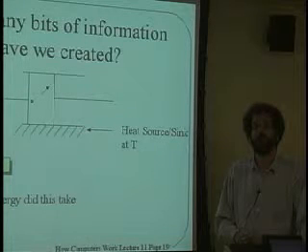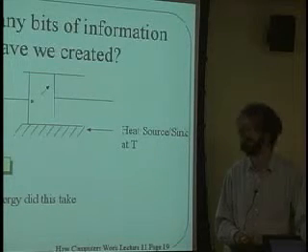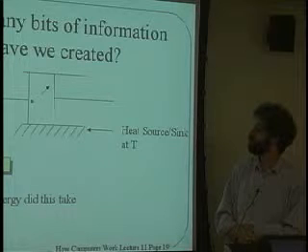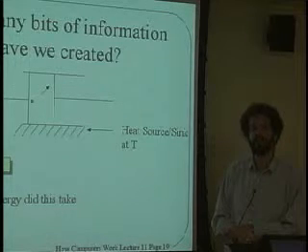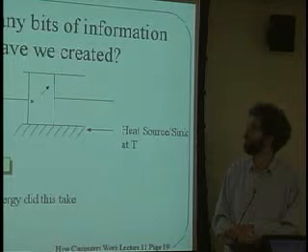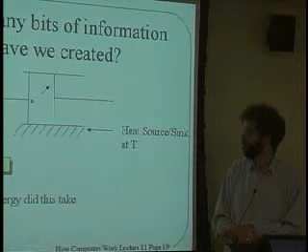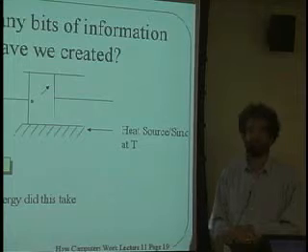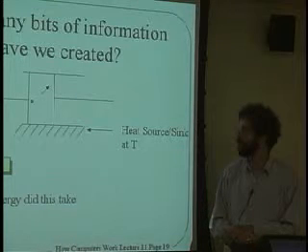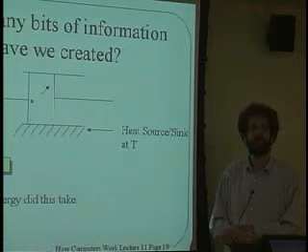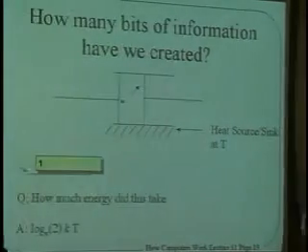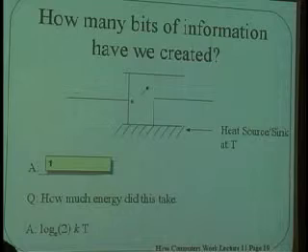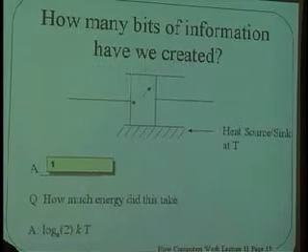Okay, we've created one bit of energy, and if you're a physicist and you go through the calculation, you'll actually discover that the amount of energy that it took to squeeze that particle over to the left-hand side was ln of 2, log base e of 2, times kT, where k is the Boltzmann constant, a very small number, and T is the temperature of the system.